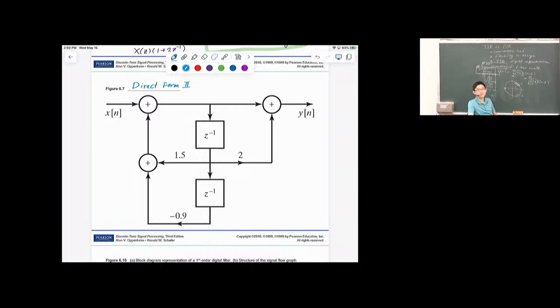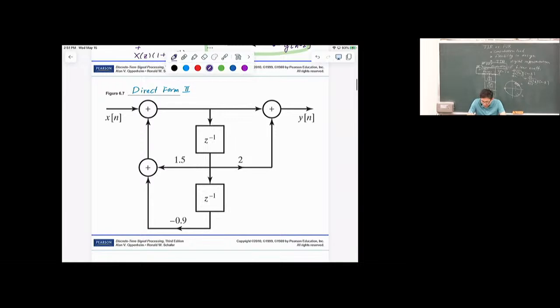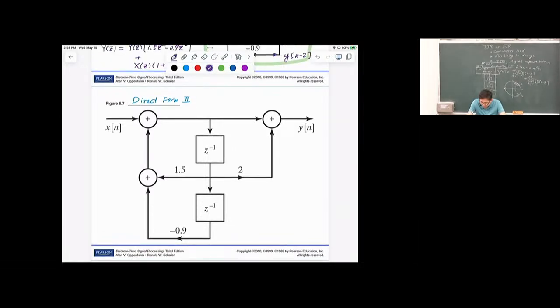So how do we convince ourselves that these are the same? We're talking about the same filter. Let's try. It seems that this is a bit more complicated, so we need to start smart. We call this an intermediate variable W of z, which is the z transform of w of n.